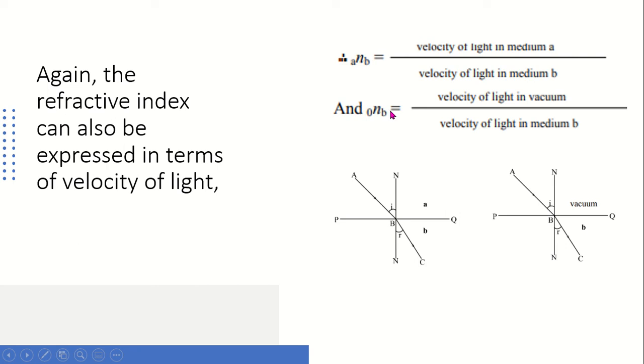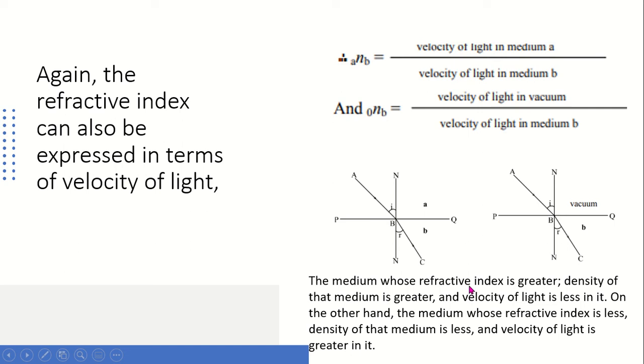And 0nB, that means light is coming from vacuum to medium B. So in case of vacuum, on the left hand side you can use 0, or without 0 you can also express it. So velocity of light in vacuum, 0 means vacuum, divided by velocity of light in medium B.